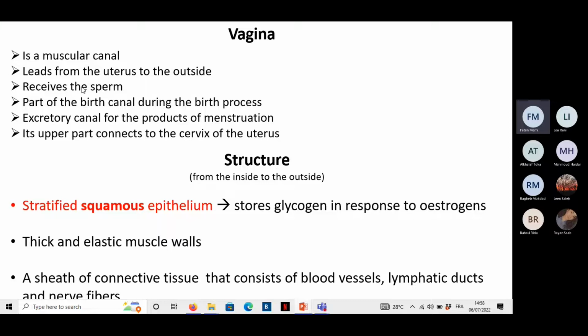And then from the vagina, the sperm cells will move to the cervix, then to the upper parts of the uterus, and then to the fallopian tubes. This vagina is part of the birth canal during the birth process, since the child should pass by the vagina during the birth process. And it is an excretory canal for the products of menstruation.